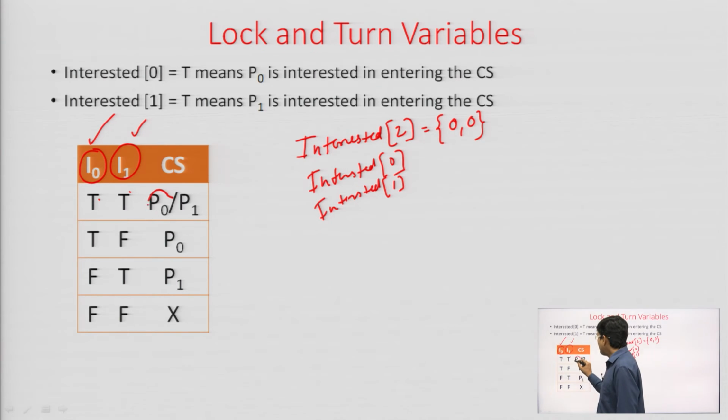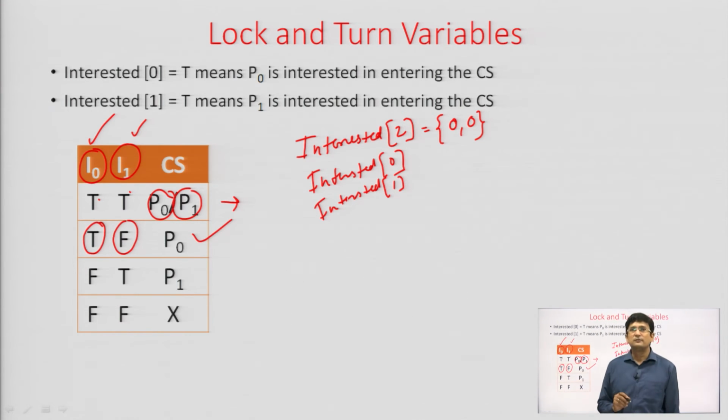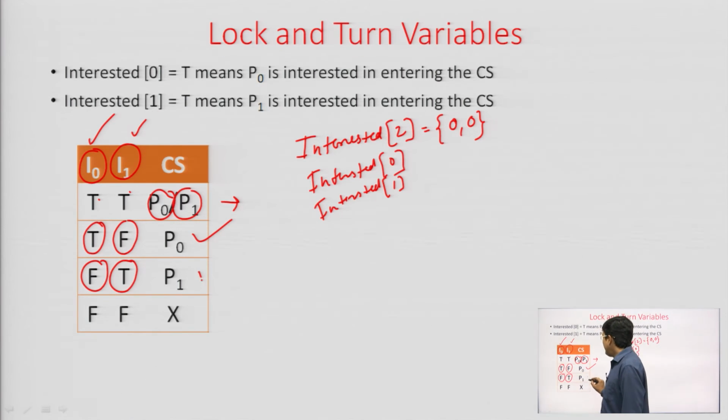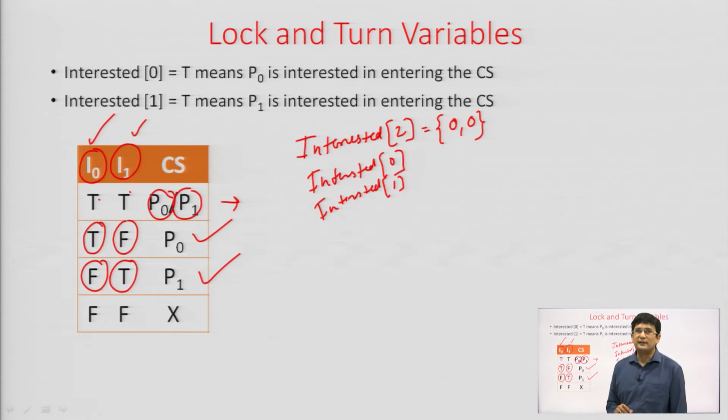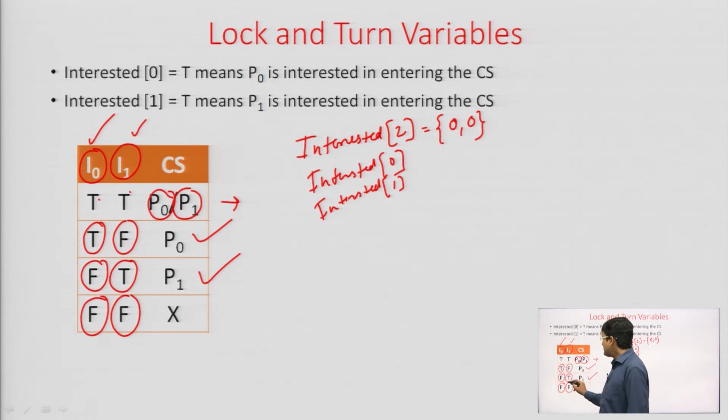इसका मतलब क्या है कि दोनों process एक साथ interested हैं. We will see what will happen. I0 interested है, I1 interested नहीं है, ठीक है. P0 process को enter करा दीजिए critical section. I0 interested नहीं है, I1 interested है. Let P1 process execute the critical section. P0 process भी false है, का interest भी false है, P1 का भी interest false है, we will not allow any other process to enter the critical section.